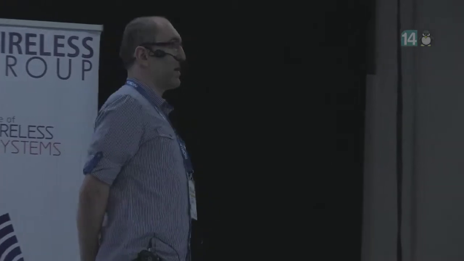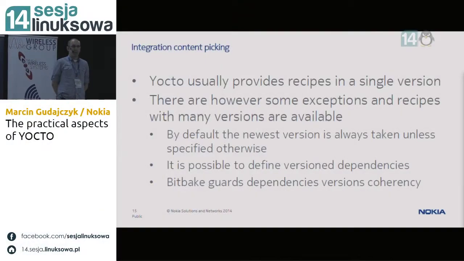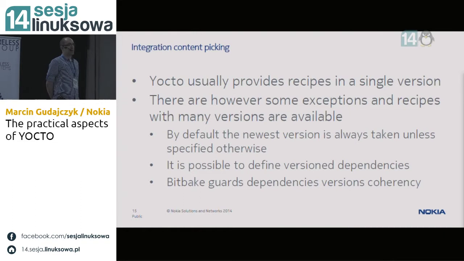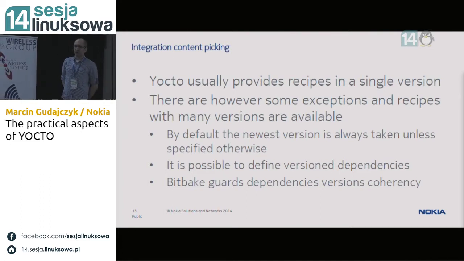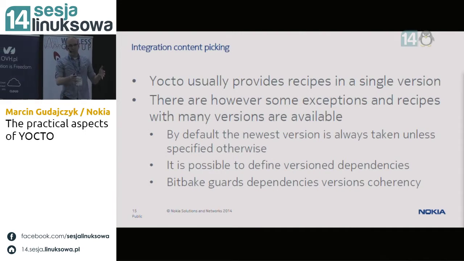There are a few variables which are responsible for steering the version picking algorithm, right? And we are able to define which version we want to pick for the build. Because it's possible to define multiple recipe versions, it's also possible to define the dependency to a particular version. So on the one side, we have the solution with single versions.